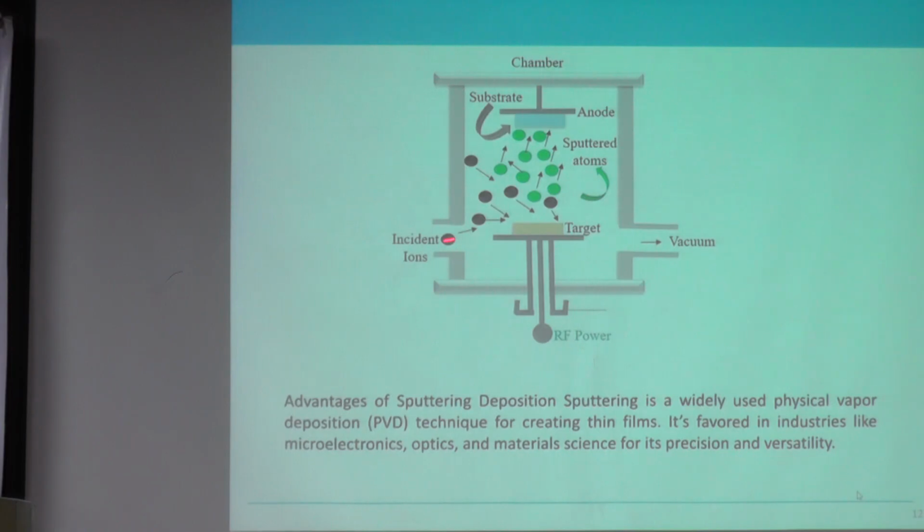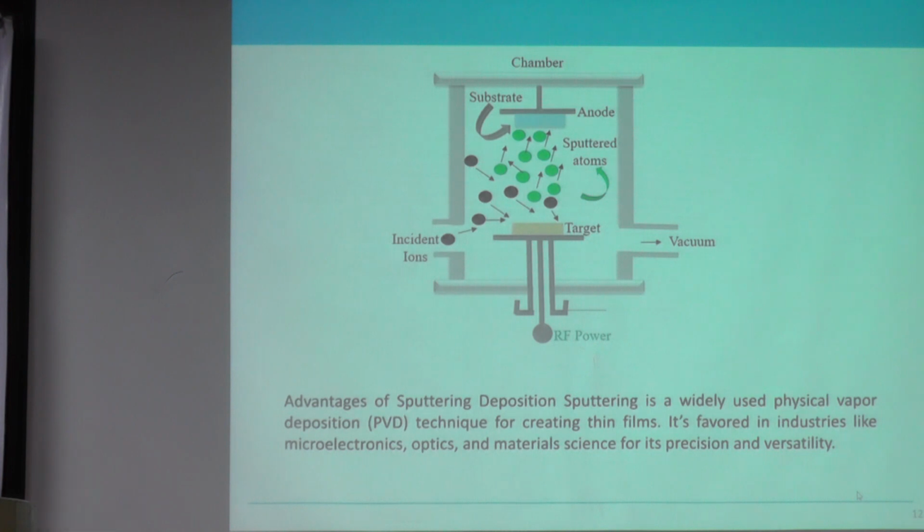Then on one side you are making the incident ions. Incident ions means argon, which we are purging from here. So what happens? First you create a vacuum, then you close this, and then you provide the RF power and purge the argon. Sometimes you need to release this also if the argon inside is very dense. So what will happen? These argon atoms get hit on this target. When it hits the target, this particular atom, this green one, gets knocked out, and it goes and sticks on your substrate.